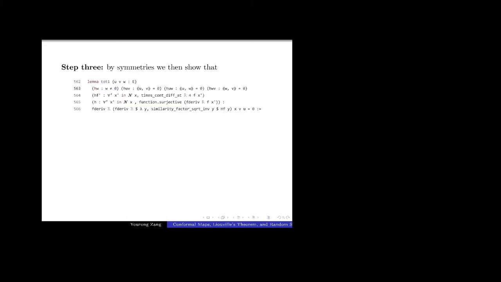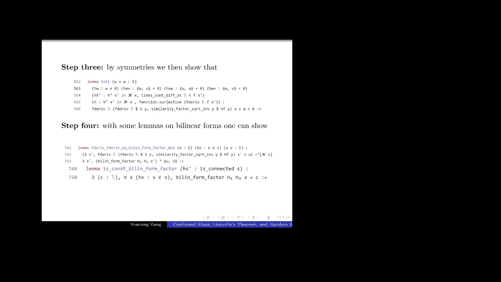Then we use the symmetries of second derivatives and third derivatives. We show that the second derivative of the inverse of the square root of the similarity factors I mentioned before, evaluated at two orthogonal vectors u and v, is zero.